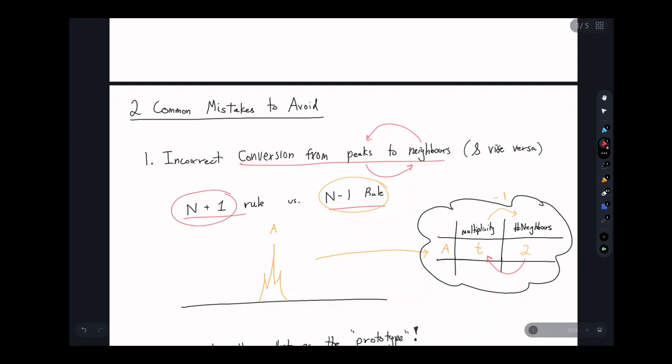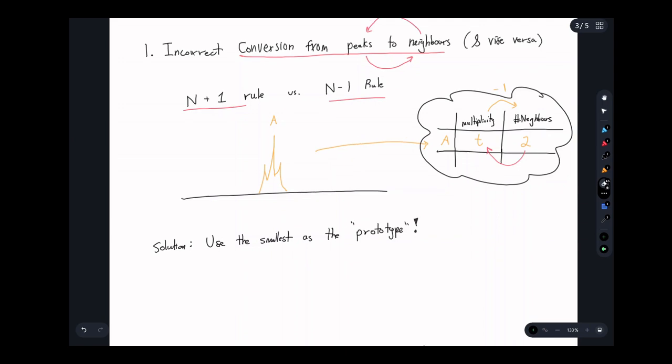And in my opinion, this isn't a great way to go about this problem because you have to memorize the correct equation to use, and if n-1 and n+1 are way too similar, you'll easily make mistakes. My advice is to use the smallest as a prototype. Right? Remember that a singlet is the lowest number of peaks you can have. Right? 1 peak. And that 0 neighbors is the lowest possible number of neighbors.